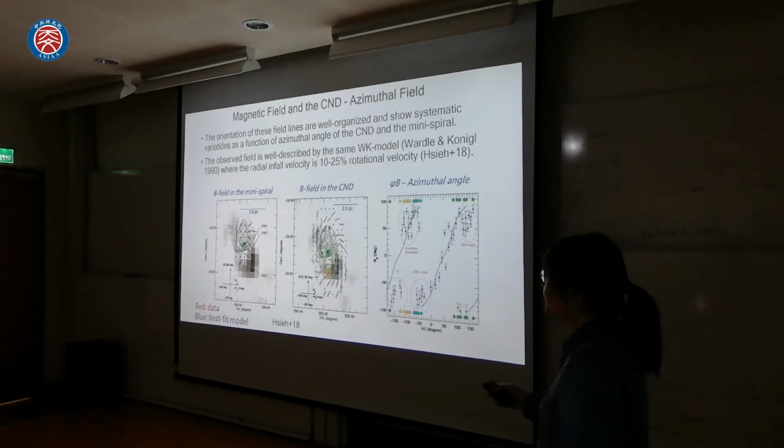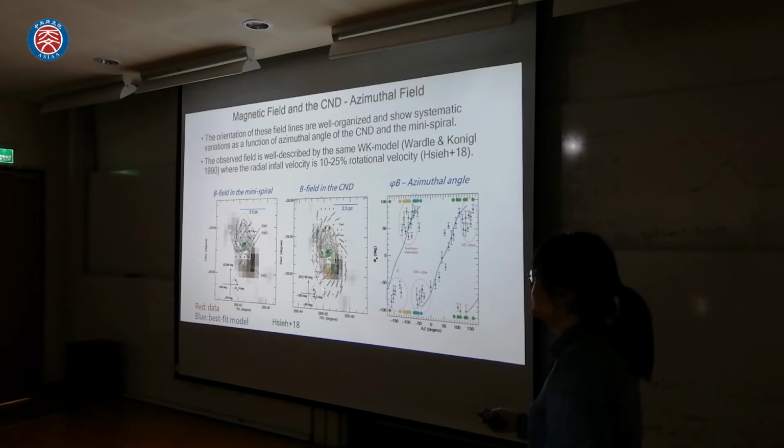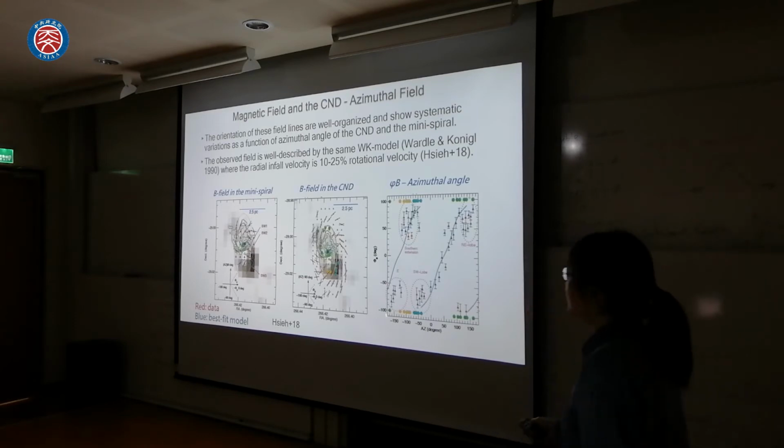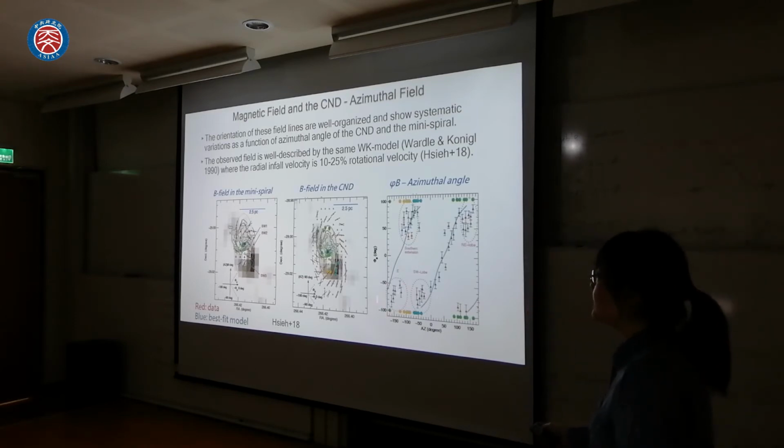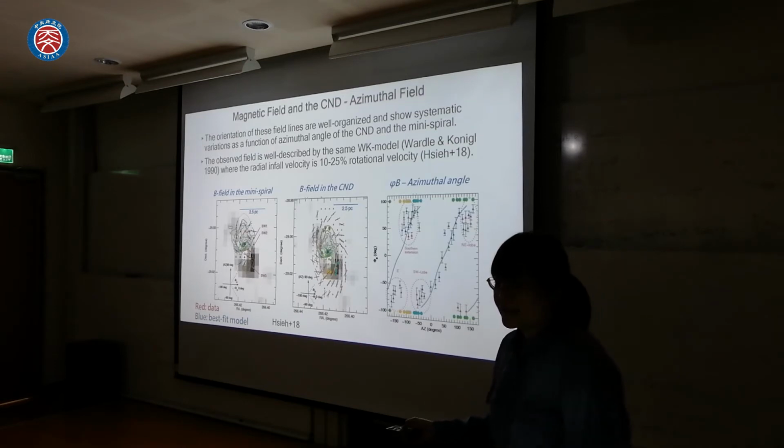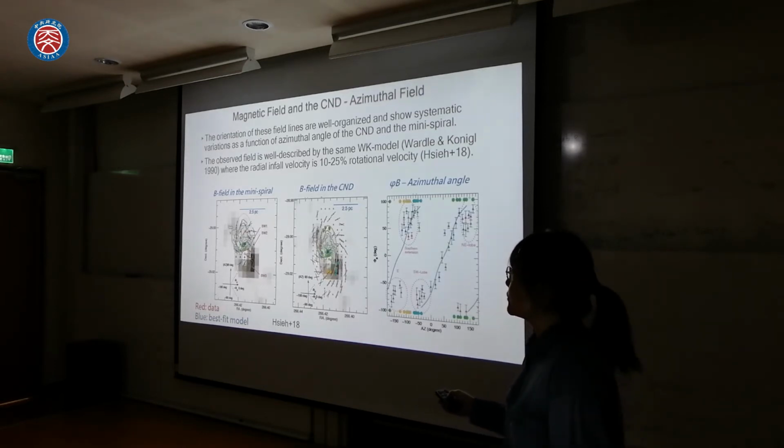So here is a comparison between the model and the data. The blue segments are data, red segments are model. This is the magnetic field configuration of the CND, and this is the data of the mini spiral. And this is the data, the B field position angle, and the model is a function of the phase angle of the CND.